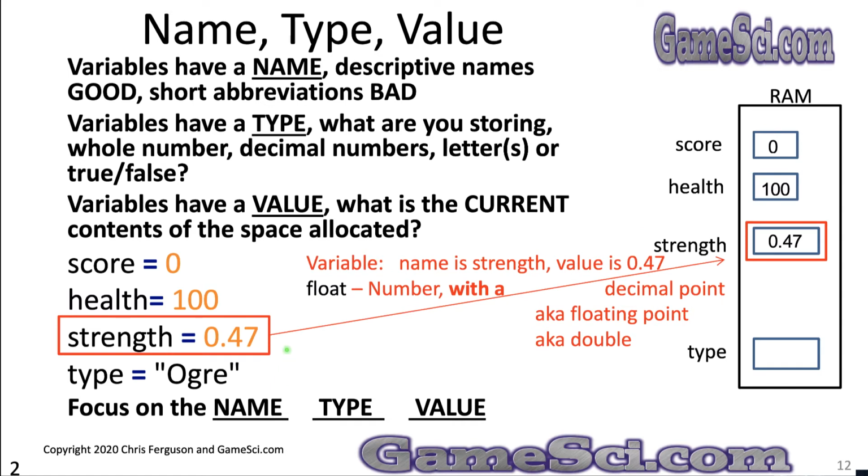Strength equals 0.47, and a 0.47 gets stored into RAM memory. The variable in this case is strength. Its value is 0.47. This is a float. A float is a number with a decimal point. It's also known as a floating point value or a double in some other computer languages. Python has many different data types for its variables.